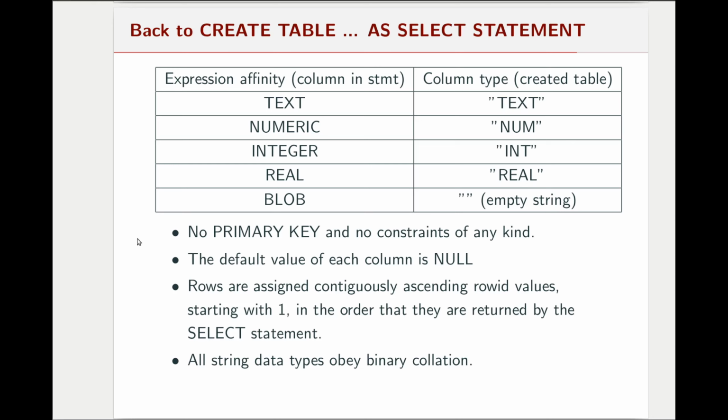So here's how things are going to differ. No primary key or constraints of any kind are going to be copied over. The default values for each column is null. Rows are assigned contiguous, ascending row ID values starting with 1, in the order in which the rows are returned in the select statement. All string data types obey binary collation. Again, collation is the next topic that we're going to see. For now, just bear with me on this. Let's see the demo here.